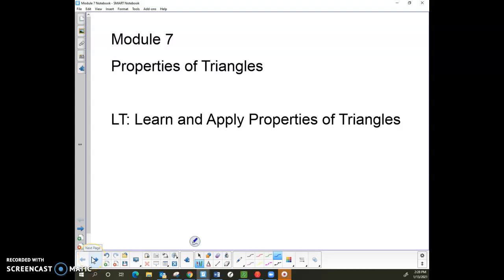All right, we are going to start Module 7 this week and learn all about properties of triangles. You've worked with, up until this point, a lot of right triangles when you're doing Pythagorean theorem and stuff. Now we're just going to take general properties of all triangles and learn some more about those.